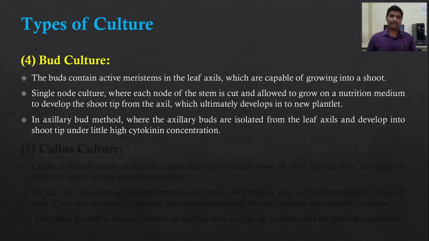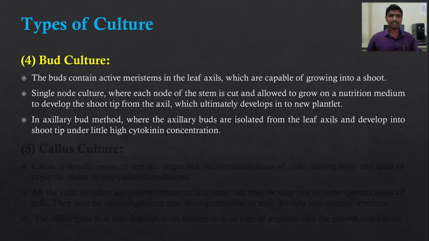So in bud culture, we take the bud from two positions, one from a node and the other from the leaf axil. When the bud is excised, we cut it from the stem at the nodal portion, it is allowed to grow on a nutrient medium to develop the shoot tip from the axil. Similarly, the axillary bud, which is present in the leaf axil, is also grown on the nutrient medium, but it possesses a little high cytokinin concentration that can also give rise to the shoot. So this is about the bud culture.